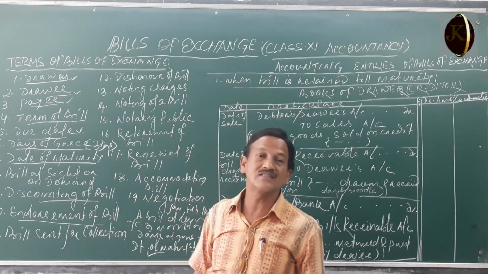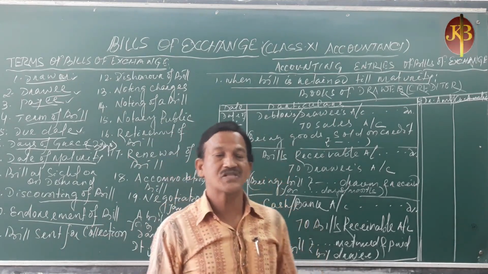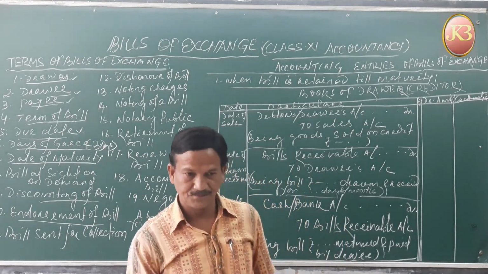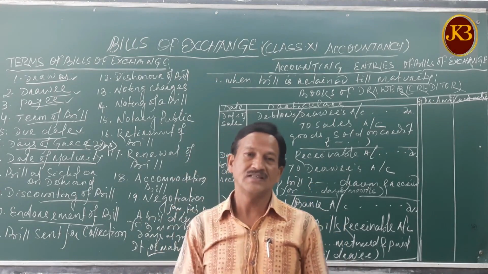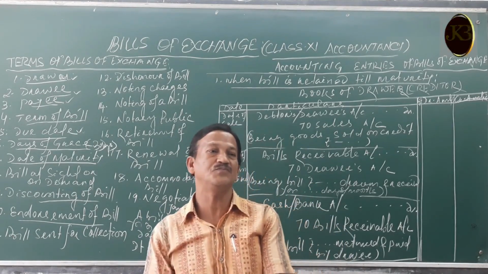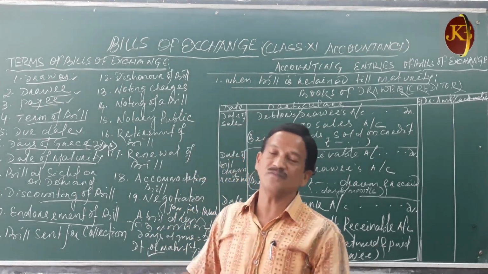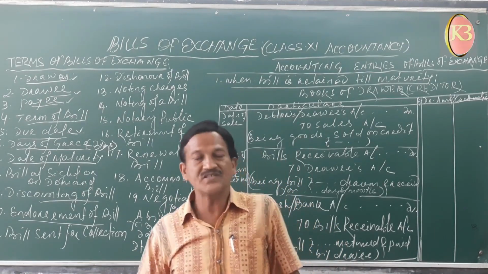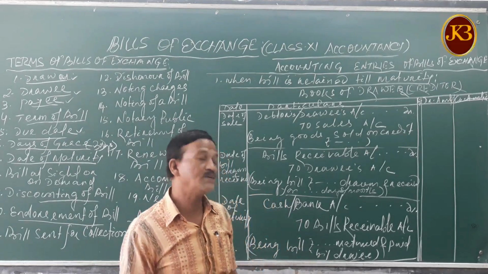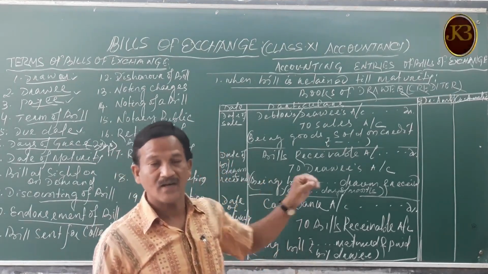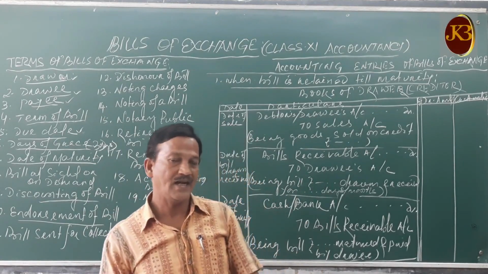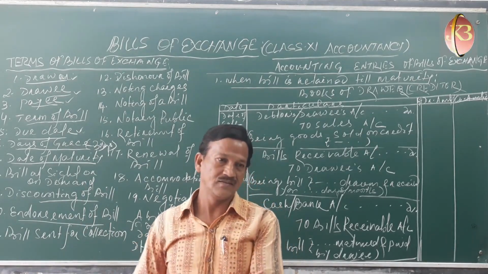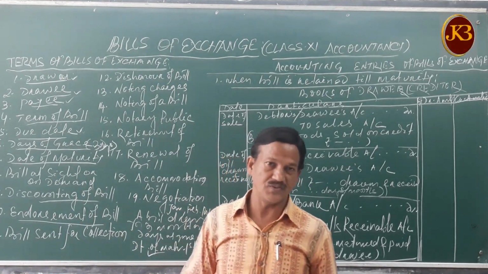Then endorsement of bill. Endorsement of bill means the bill is transferred from the drawer to a third party. Simply, the bill is transferred from one person to another. The holder of the bill can transfer it to a third party or to his creditor. Suppose a bill is drawn by A upon B for 3 months, and after the bill is received, A transfers it to C. That is the endorsement of the bill.